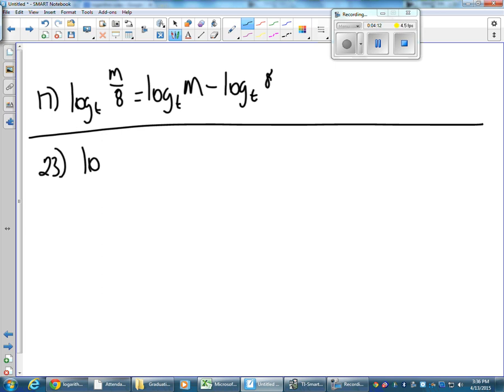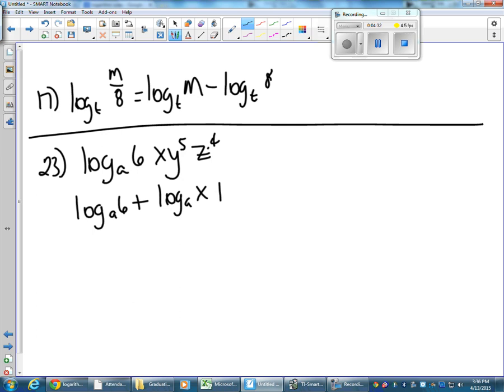And they want you to separate it into sums and differences. So 23 has log base a of 6, x, y to the 5th, and z to the 4th. Oh, that's an extra little mark there. So that would be the log base a of 6. And since it's times, I'm going to put plus the log base a of x, plus, since I have y to the 5th, I'm going to bring the 5 to the front, 5 log base a of y, and then another plus, since I have a 4 for the exponent, that would come to the front, 4 log base a of z. So now I have written that.